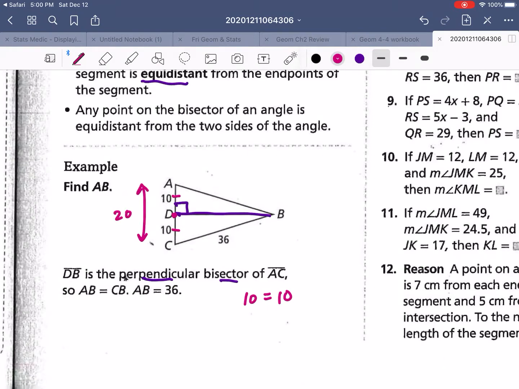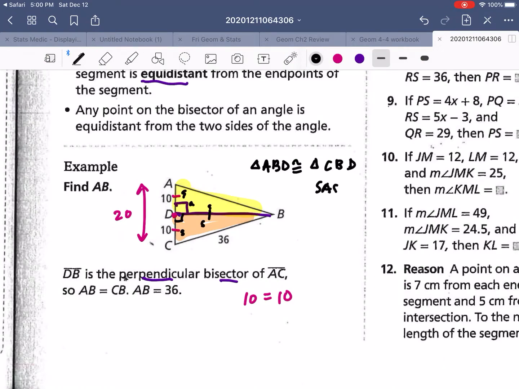So what else do we know? Well, this top triangle should be congruent to this bottom triangle because of this shared side here. Triangle ABD is congruent to triangle CBD. Why? Because it looks like side, angle, side.